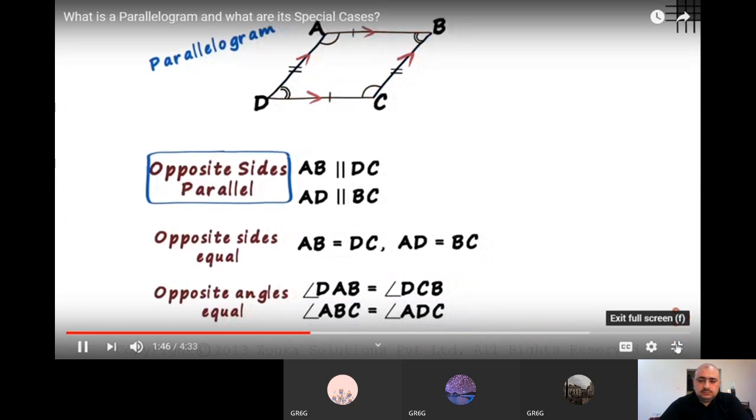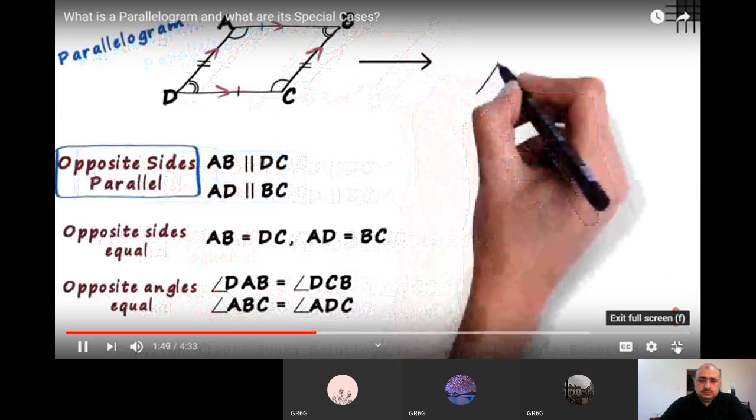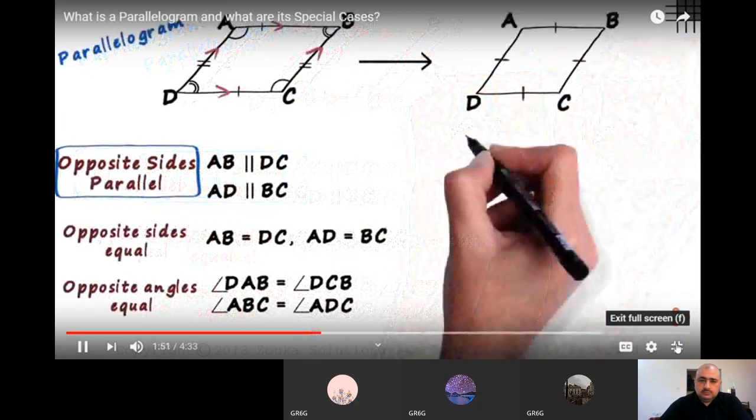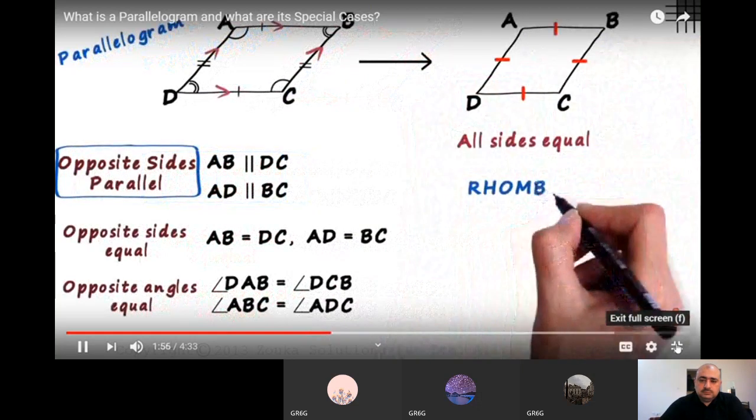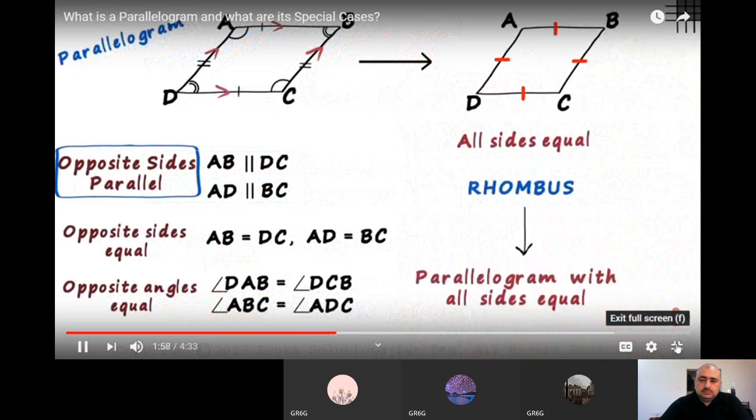Let's see a special case of a parallelogram. In this parallelogram, all the sides are equal to each other. This is a rhombus. So a rhombus is a parallelogram with all its sides equal. It will have all the properties of a parallelogram as well as this additional property that all its sides will be equal.